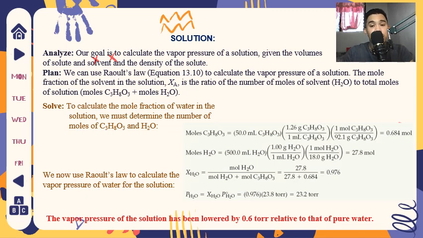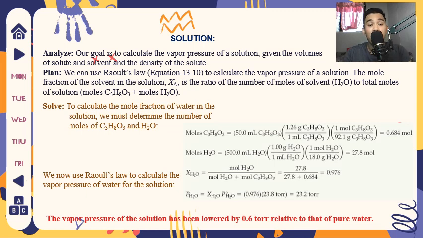So that is equal to 27.8 divided by 27.8 plus 0.684, which is equal to 0.976. Now we will proceed to Raoult's law, wherein P sub water is equal to X sub water times P° sub water, that is equal to 0.976 times 23.8 torr, which is equal to 23.2 torr. So that is now the vapor pressure of the solution, 23.2 torr.